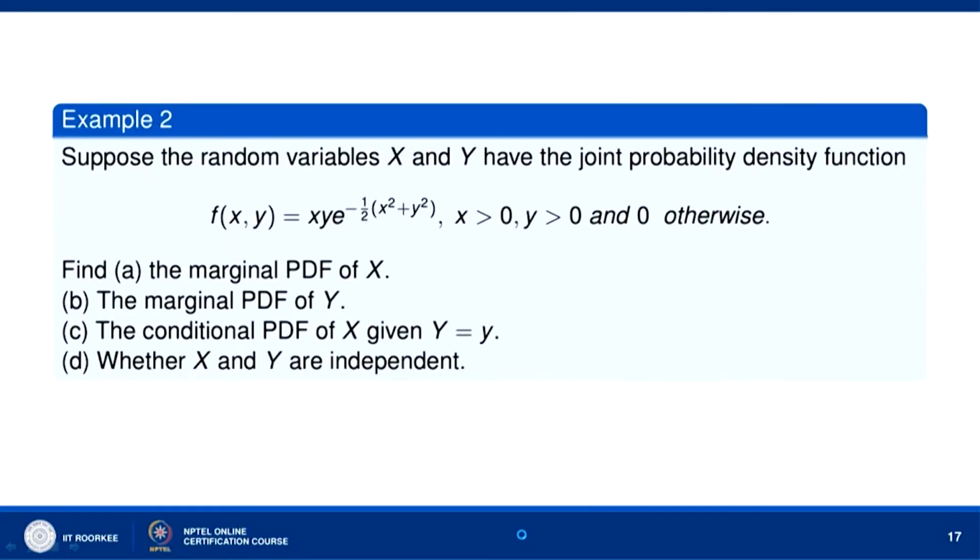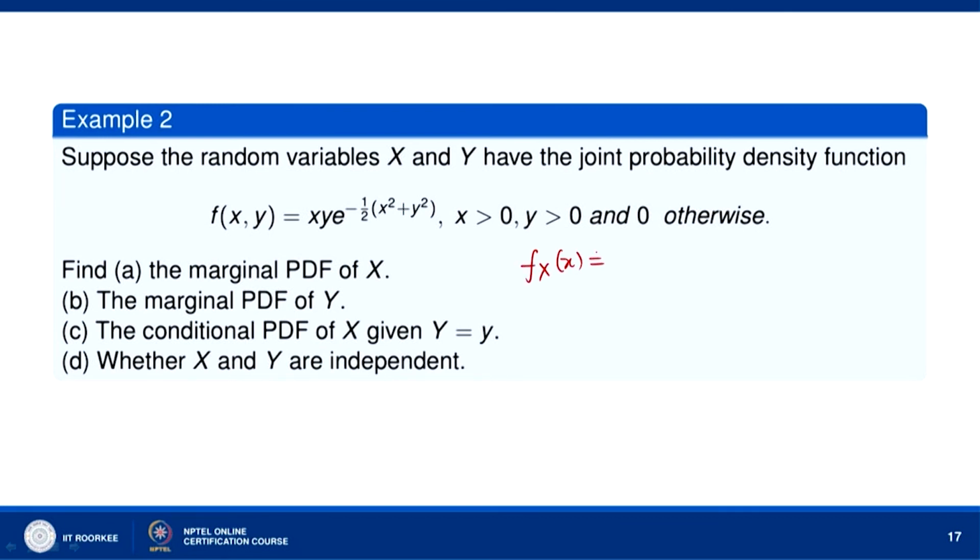Okay. Now, suppose we have the random variables x and y whose joint probability density function is f x y equal to x into y e to the power minus half x square plus y square, x greater than 0, y greater than 0 and 0 otherwise. Okay. So, in the first quadrant f x y is given by x y into e to the power minus half x square plus y square. So, the marginal probability density function of x let us find first. Okay. That is, we want to find f x of x.